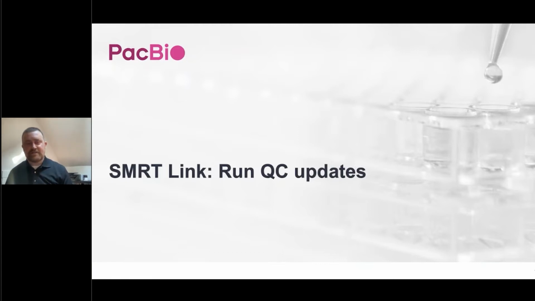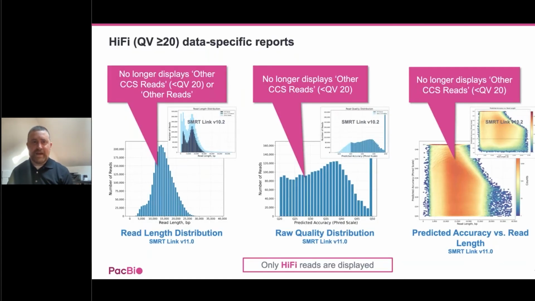Run QC, there have been a couple of updates too. In the past, we had other types of reads besides hi-fi in a lot of these plots. Now, as I mentioned, it's all hi-fi centric. So for instance, this is a new version 11 plot of your read length distribution. It's all just one type of read, it's hi-fi data, whereas in the past we had hi-fi reads, non-hi-fi CCS data, and other data.